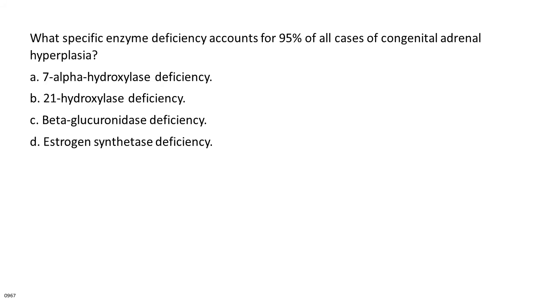What specific enzyme deficiency accounts for 95% of all cases of congenital adrenal hyperplasia? A. 7-alpha-hydroxylase deficiency. B. 21-hydroxylase deficiency. C. Beta-glucuronidase deficiency. D. Estrogen synthetase deficiency.